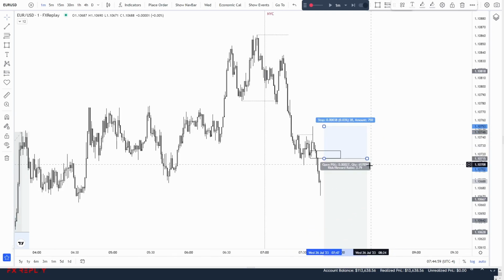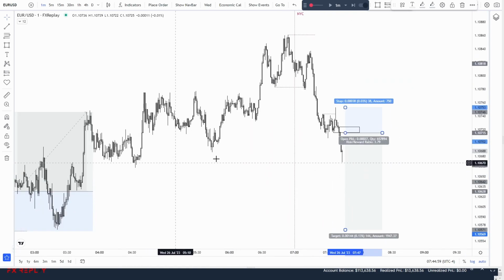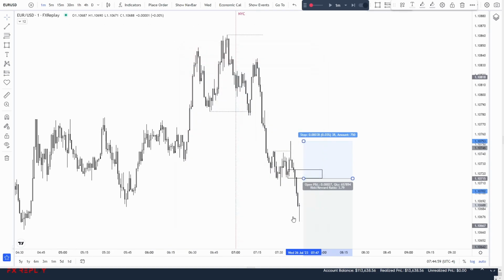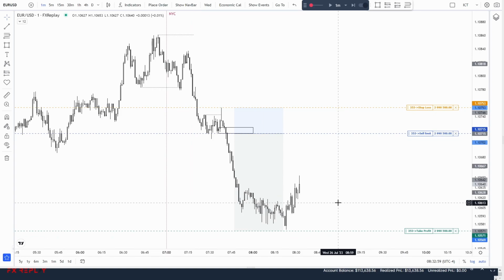So I'm going to be targeting this trade for 3.79R, but I might take partials here because this is not the direct low hanging fruit. So let's see how this trade actually plays out. It seems like price went without us, which is honestly not an issue.